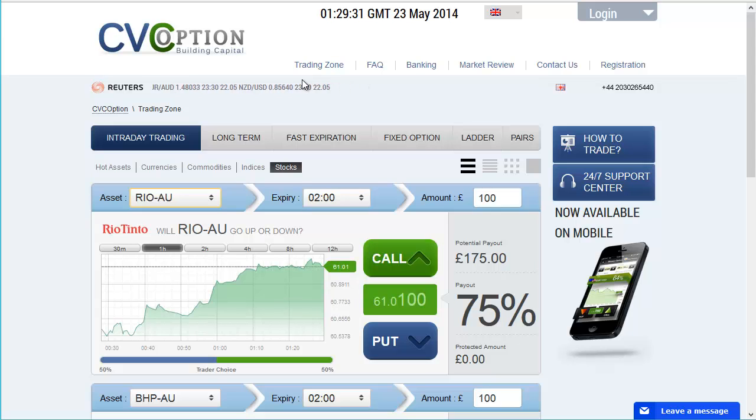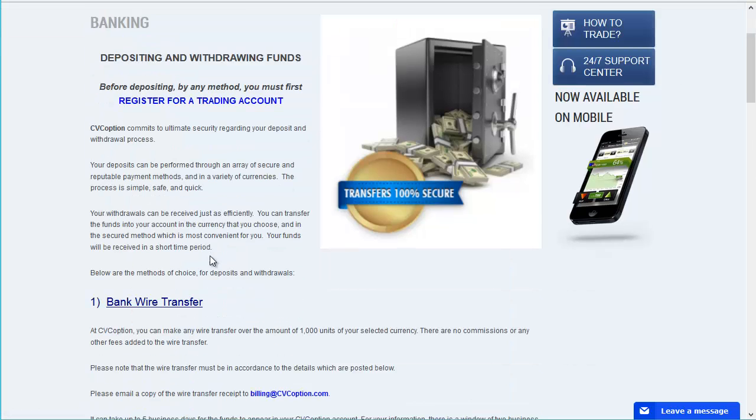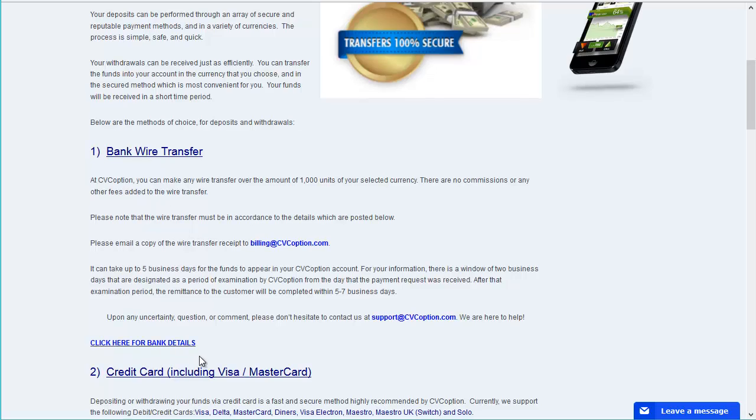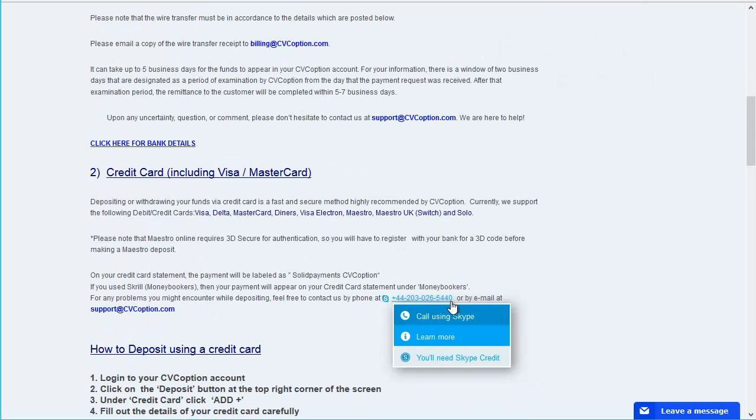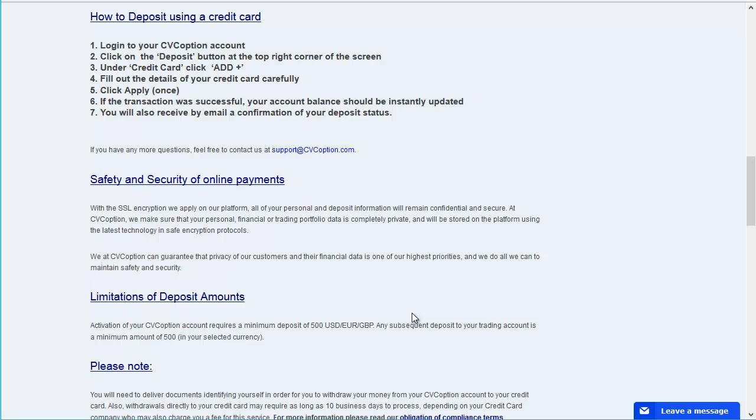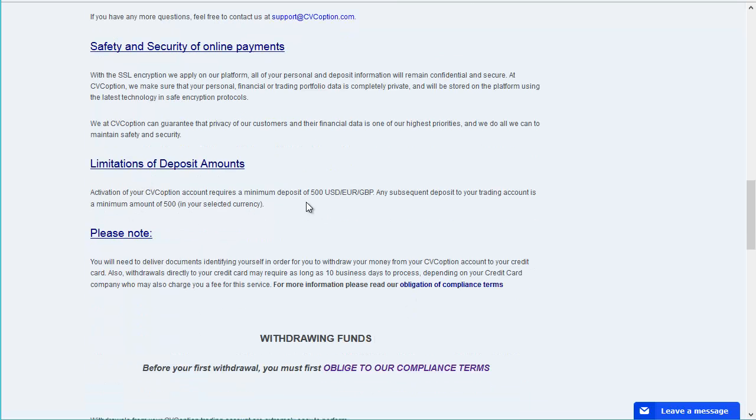They have a couple different languages available on the site: French, English, and Arabic. They do have a multilingual customer service, and there are different ways to deposit money here at CVCoption. So for example, you go to banking, and you can do the wire transfer, you can do credit card, including Visa and MasterCard, and various things, various information in here.